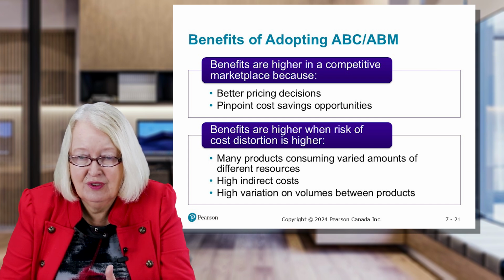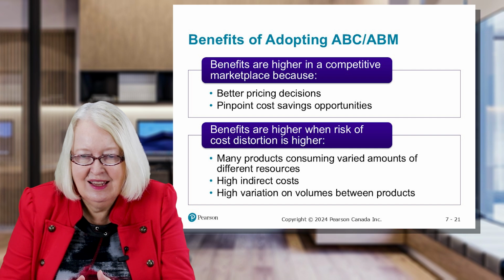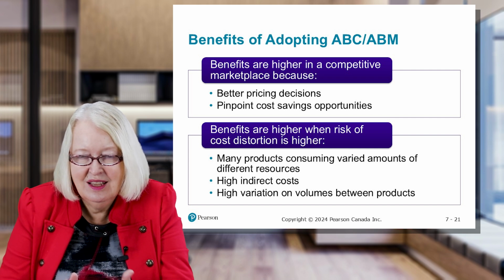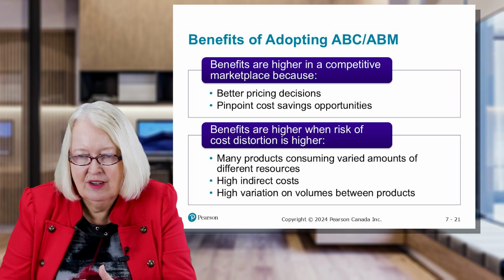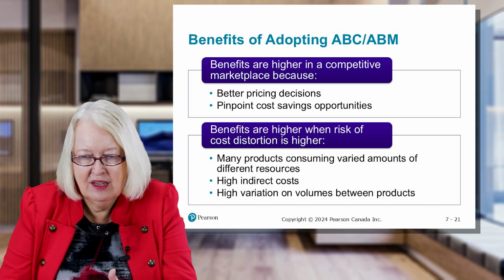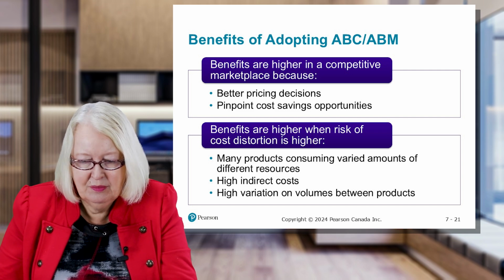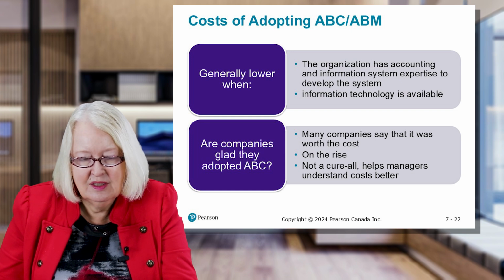Particularly when you look at all the different activities, you might think, wow, that activity should not be costing that much. But when it's all lumped in together in one overhead rate, you don't really see that information, but once you see it, then you probably would want to deal with it. But the benefits are higher as well when there's a risk of cost distortion. So many products are consuming varied amounts of different products, and if you have high indirect cost and high variation of volumes between the products. So these are all areas where you'll be making some decisions.